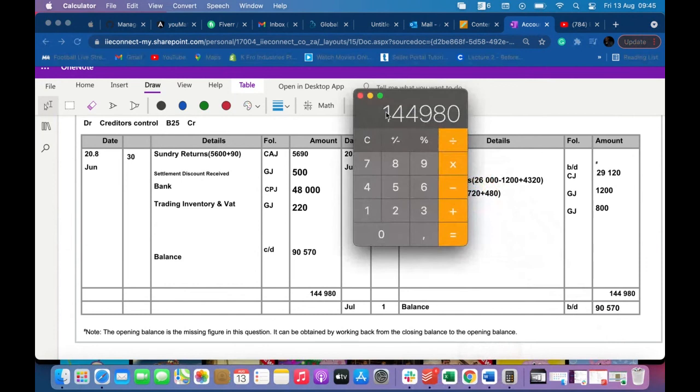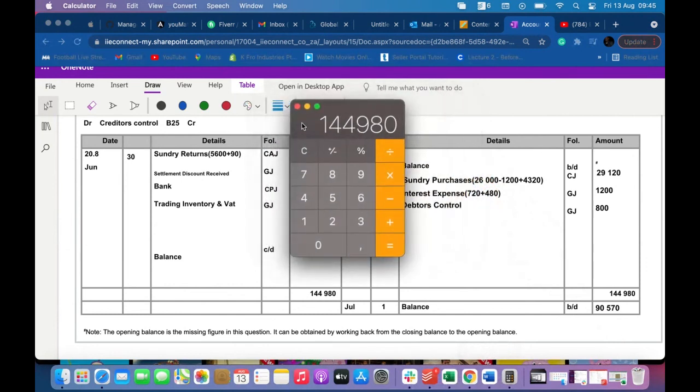Now we can work our way back to say what then was our opening balance. What was the correct opening balance? So this 144,980, we're saying minus 800, minus 1,200, minus 29,120. Okay, and it's 113,860.